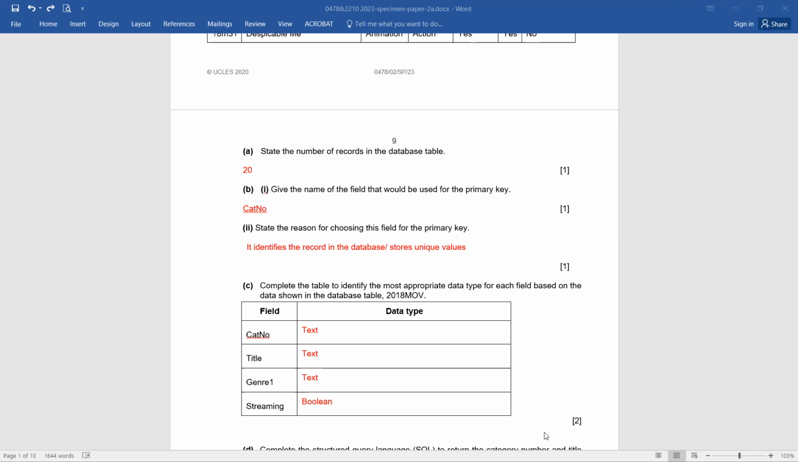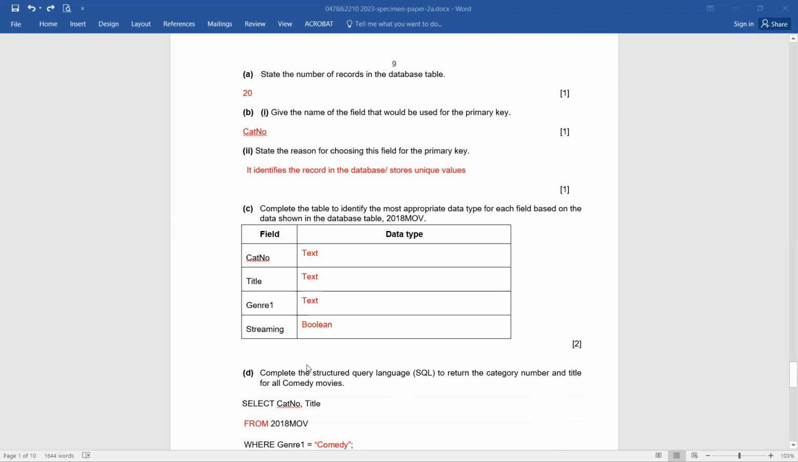Not difficult? That's great. Complete the structured query language, which is SQL, to return the category number and title for all comedy movies. This is the SQL that you have to write down, and we have already learned this. We are just applying it. Select is the keyword. Select what? Category number. I'll refer to my structure and figure out that cat-no is the field name. So I mention cat-no here, comma, and title is the next field name.